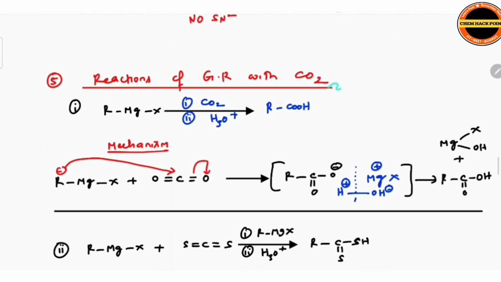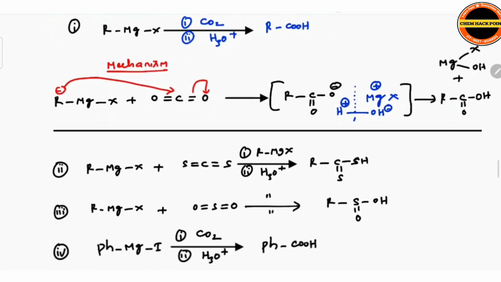Reaction of Grignard reagent with CO2: directly CO2 and then H3O+. Here I showed the mechanism. RMgX with C double bond O; after shifting of the pi electrons to the other side, you get COO minus. Then R attacks the carbon, then HOH, and finally you get a carboxylic acid. Remember, whenever CO2 reacts with a Grignard reagent, a carboxylic acid is formed.